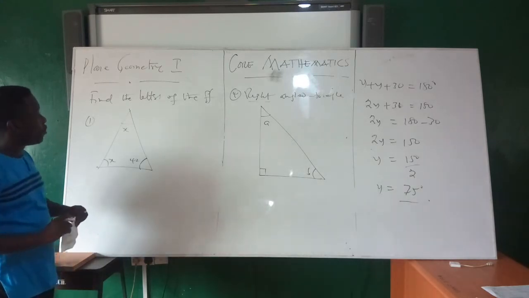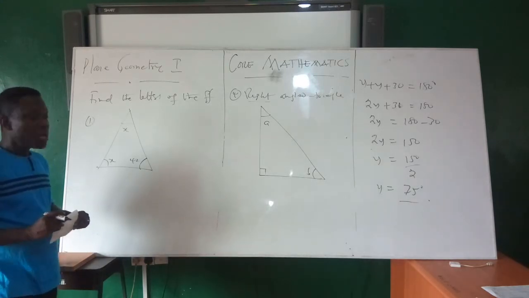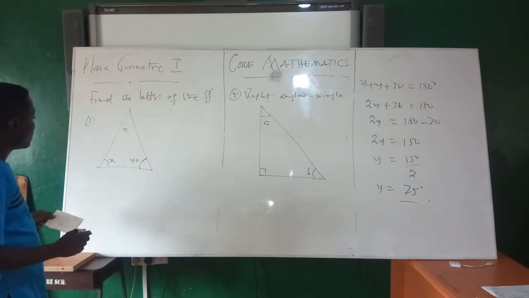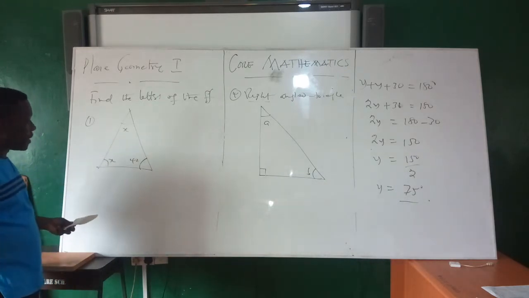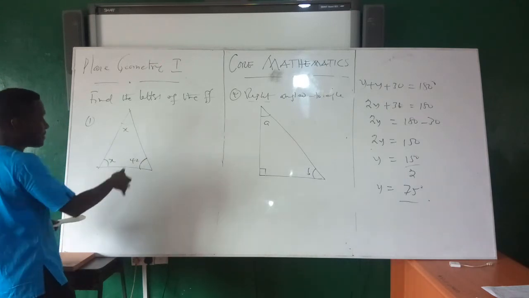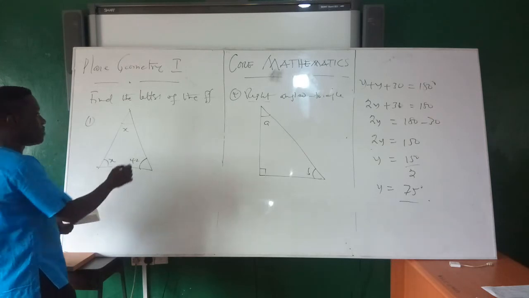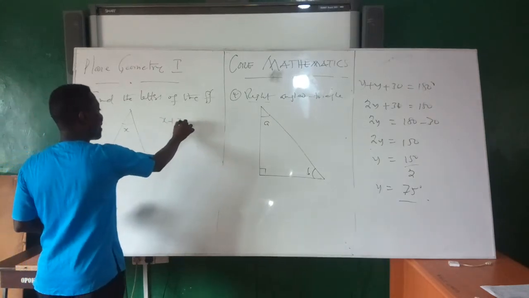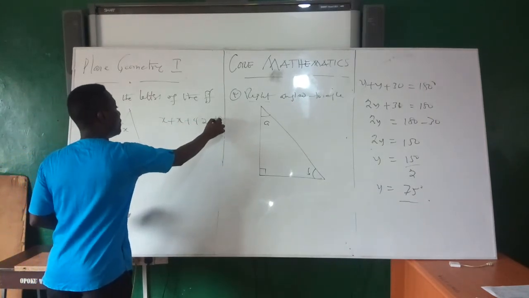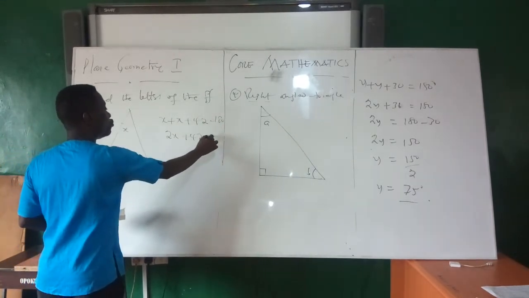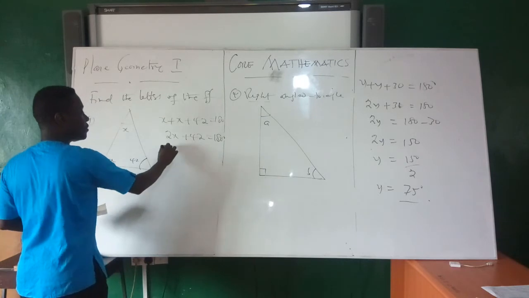Okay, so for the sake of time, for this one, if we were looking at it again, we can easily use the property that the sum of the interior angles of any triangle is 180. So it means we shall have x plus x plus 42 giving us 180 degrees. So we have 2x plus 42 is equal to 180.